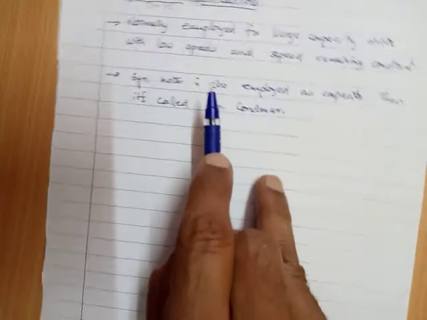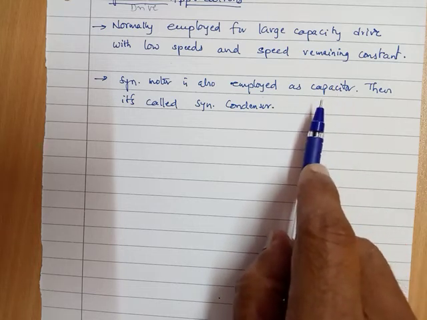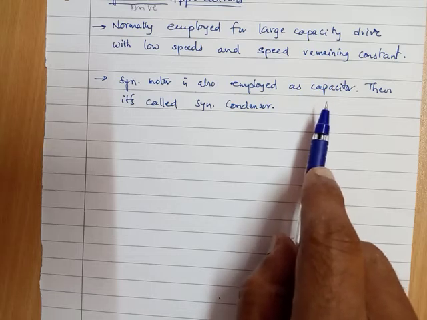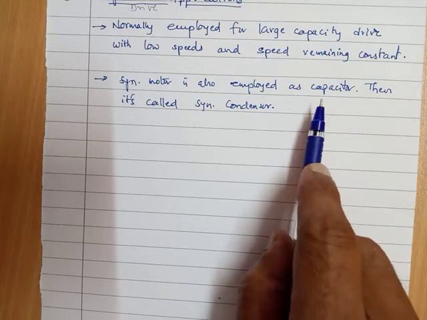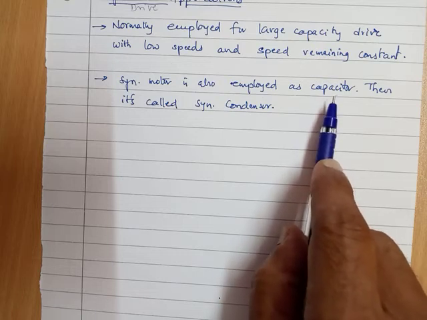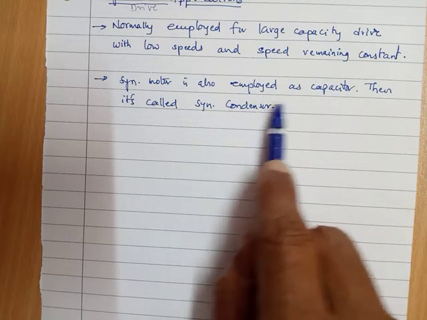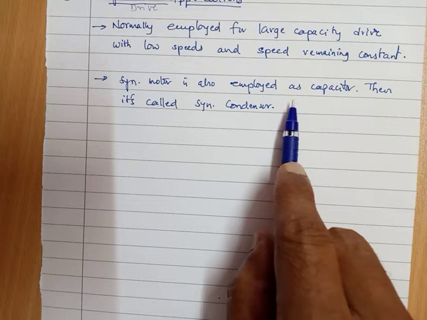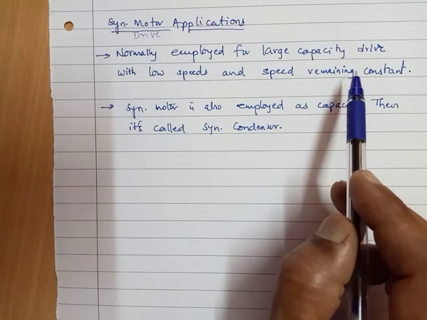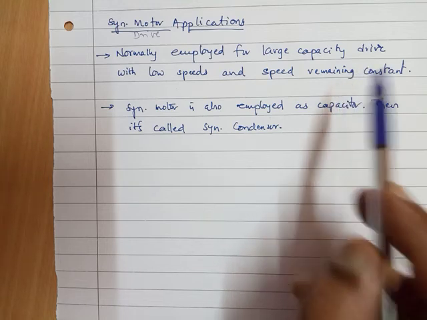The synchronous motor is also employed as a capacitor. This we have already seen. When the field current is changed, giving us a leading power factor, it acts like a capacitor. Then it is called a synchronous condenser. We can use it as a synchronous condenser also. It is used for PF improvement. We will look at the application specifically when we take up the applications. We will make a reference to this again there.